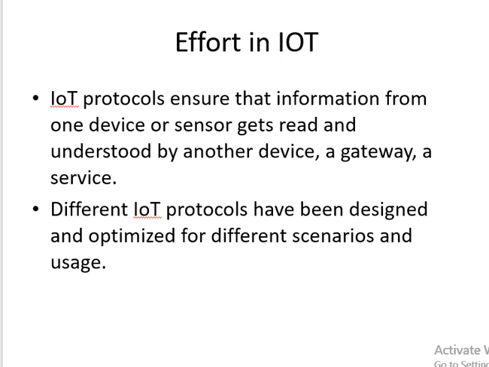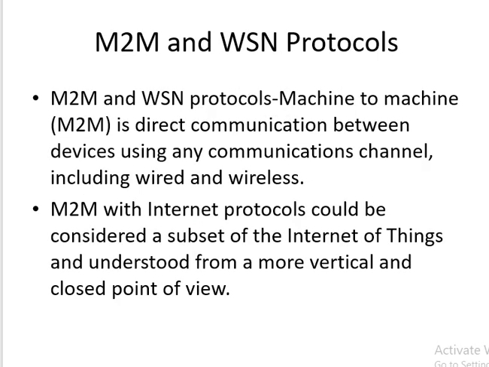As IoT devices interact and communicate with each other, they can automate tasks, helping to improve the quality of businesses' service and reducing the need for human intervention. By reducing the human effort, it saves a lot of our time. The next slide is about M2M and WSN protocols.